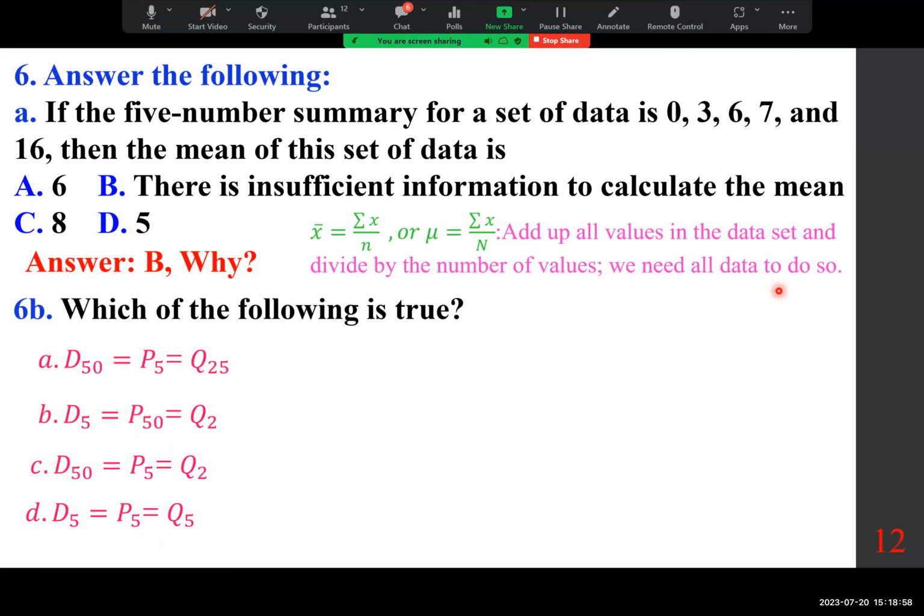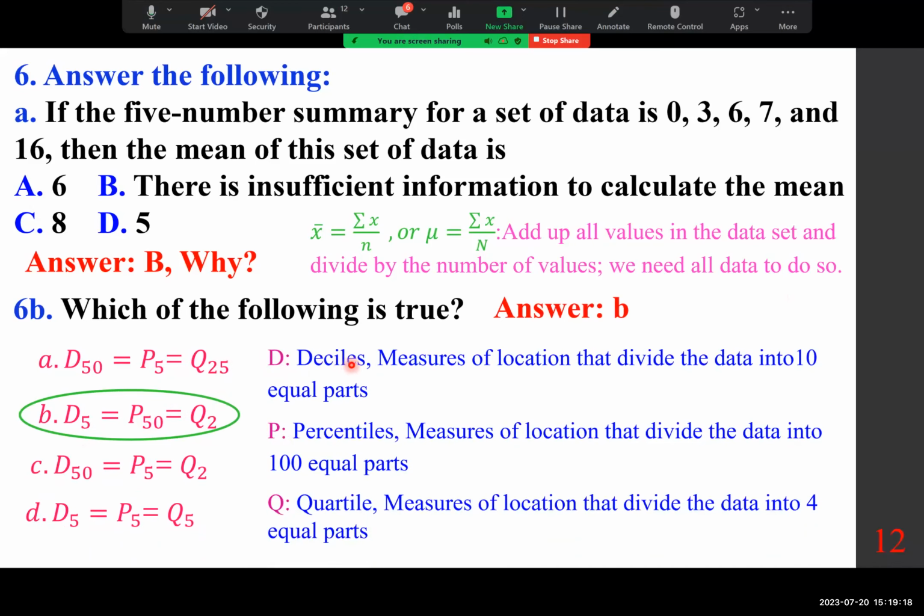Which of the following is true? And we have D50, P5, Q25, D5, P50, Q2, so on and so forth. And the answer is B, but let's see why the answer is B. So I'm going to give you the following definitions.